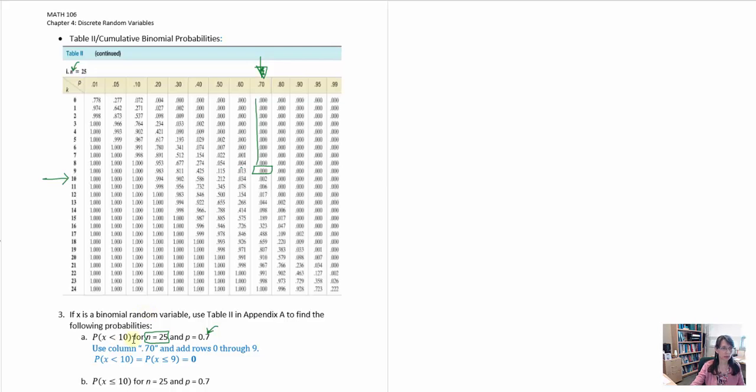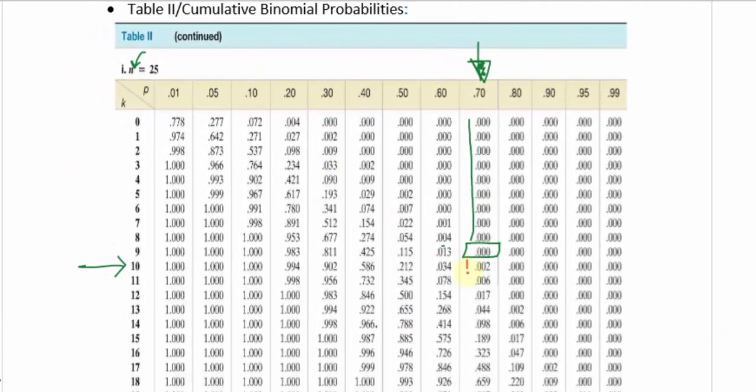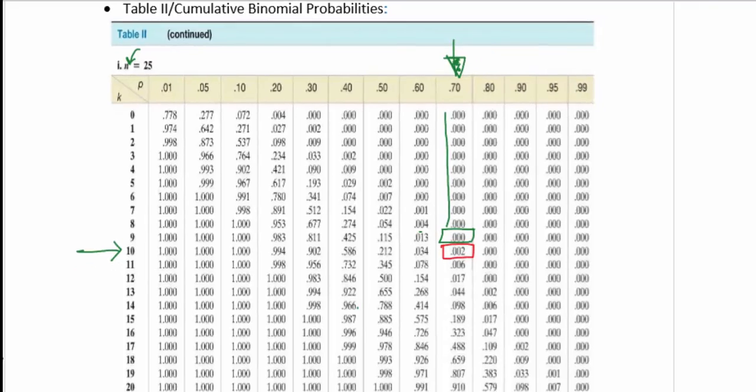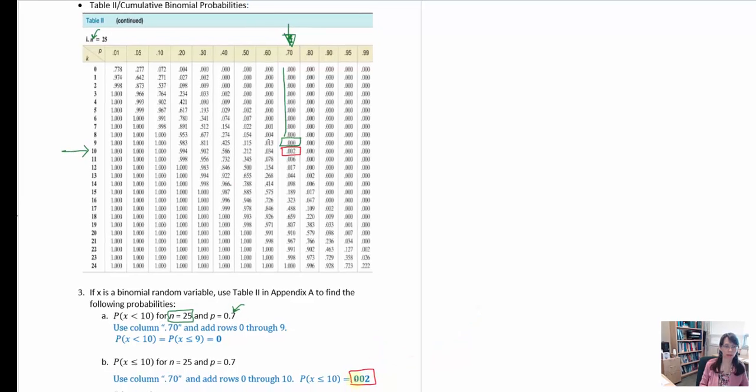Our second question, using the same table, now we are looking for the probability that x is less or equal to 10. So notice the equal is given, which means we are including 10 and every value below 10. So now we're looking at 0.002. That is essentially adding all the rows from 0 through 10, and we write that as the probability of x less or equal to 10, and we just take the number that's already there in the box.